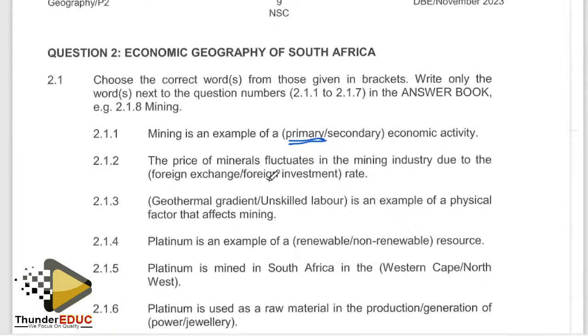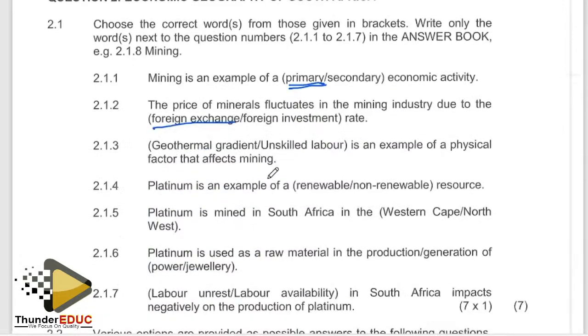The price of minerals fluctuates in the mining industry due to foreign investment or foreign exchange. It's foreign exchange. Remember, they compare the prices of the minerals to the dollar, which is basically foreign exchange. Geothermal gradient or unskilled labor is an example of a physical factor. Of course, unskilled is not physical. The only answer we have there is the geothermal gradient.